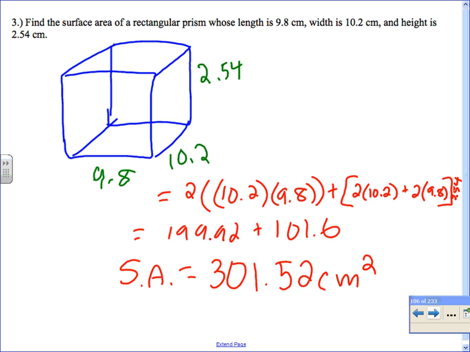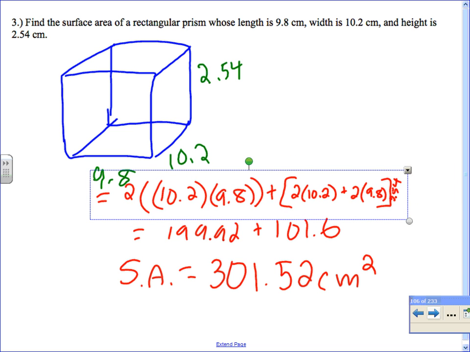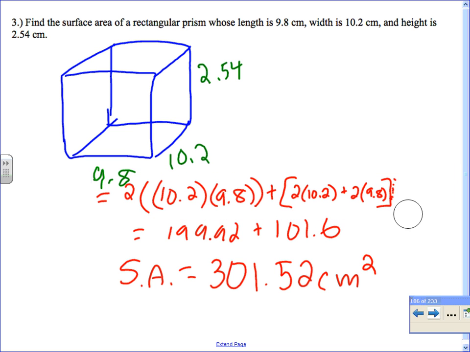Mary, are you okay? No, I just wrote it up there. It's 101.6. So you probably just multiplied wrong. It's 2 times 10.2 plus 2 times 9.8 times the height, which is 2.54. Well, you typed it in your calculator wrong. That's probably all you did wrong. Adam, I don't know what you did. I'm guessing you typed it in your calculator wrong, or you didn't show work and you don't know what you did.